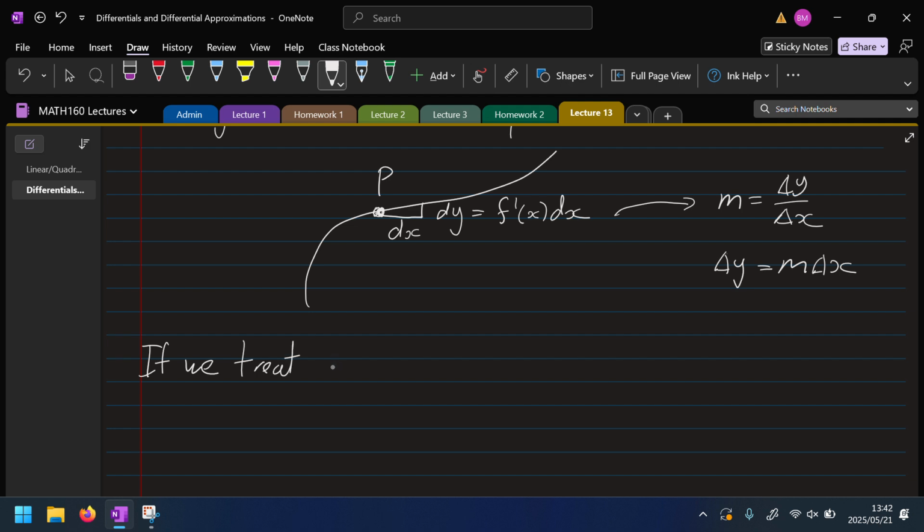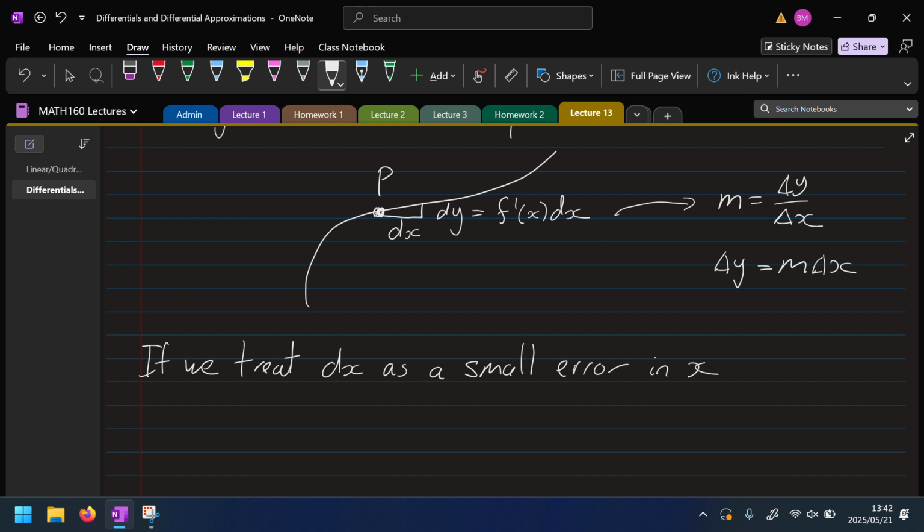Okay, if we treat dx as a small error in x, so we measure some x, whatever that is, then we're going to treat dx as the error in the measurement. Always think about your physics practicals. You measure x, there's going to be some error. The error we call dx.